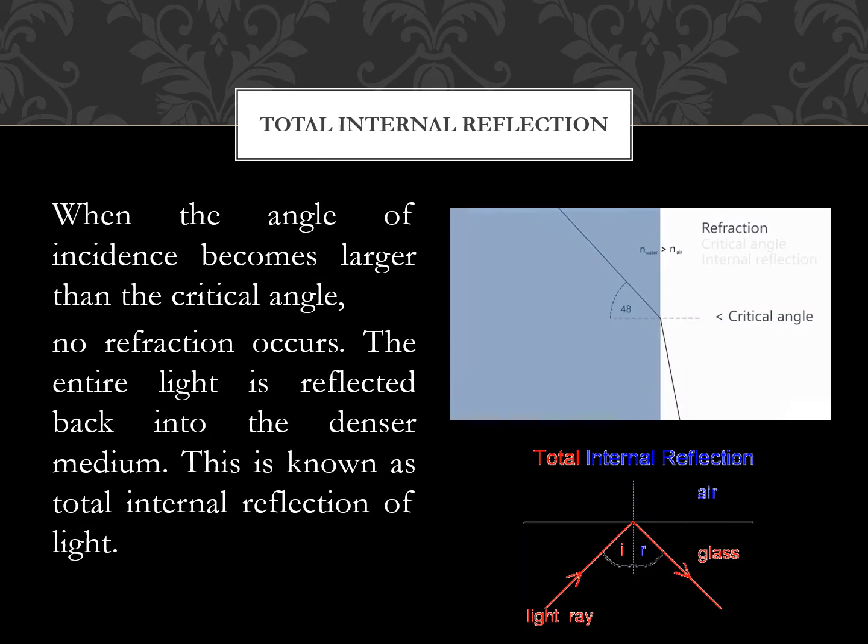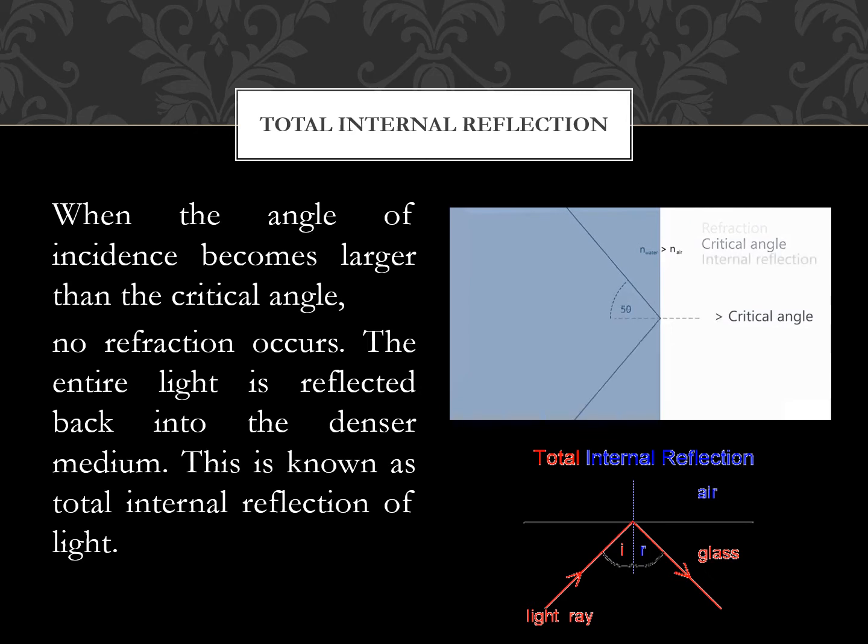Now your next topic is total internal reflection. First of all, we are going to discuss the definition and then I'm going to explain it to you. When the angle of incidence becomes larger than the critical angle, no refraction occurs. The entire light is reflected back into the denser medium. This is known as total internal reflection of the light.